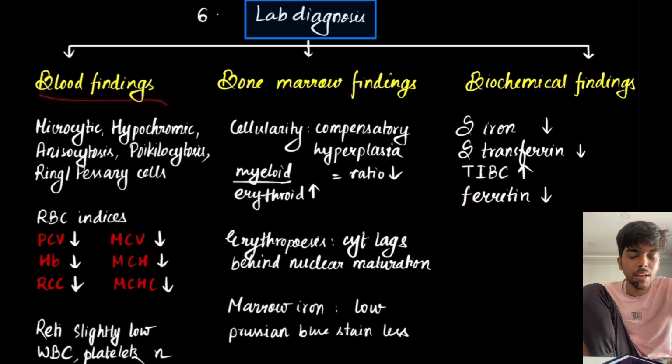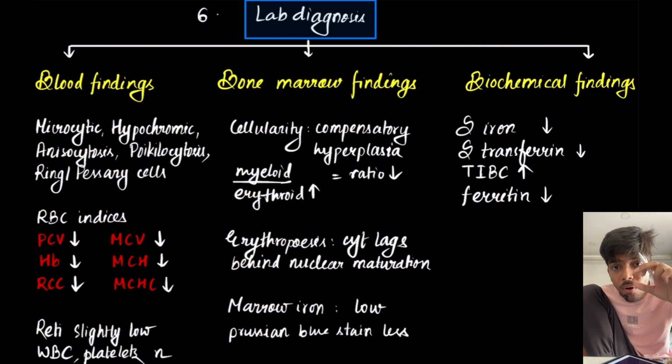First, blood findings. Under a microscope, upon observing the red blood cells of iron deficiency anemia, you will find that the size of the red blood cell is smaller than a small lymphocyte, microcytic. The peripheral red is less than 2/3, hypochromic. The cells are of different sizes, anisocytosis. The cells are of different shapes, poikilocytosis. The cells are ring-like in structure, ring or pessary cells.